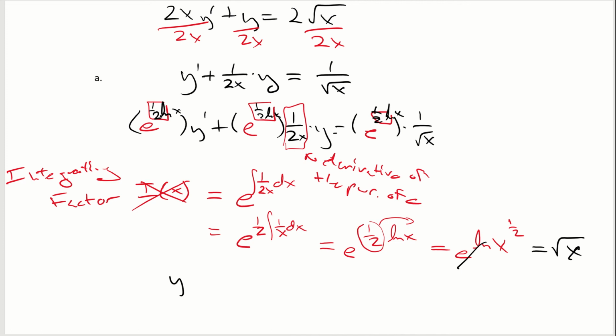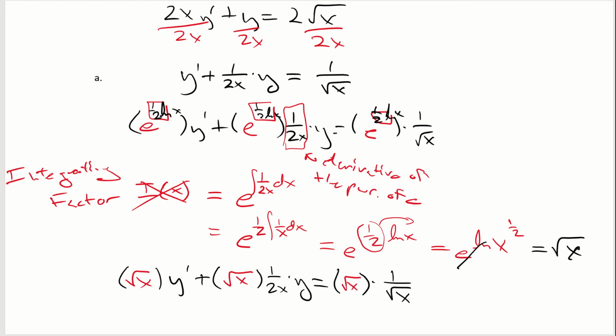Let's do the problem over again. Y prime plus something else times 1 over 2x times y is equal to the same thing, because you multiply across the entire equation by 1 over radical x. And now we know the integrating factor is just the square root of x.